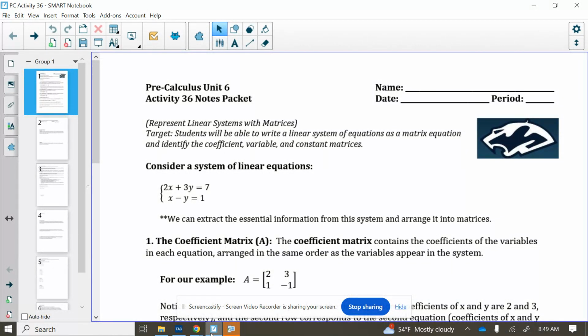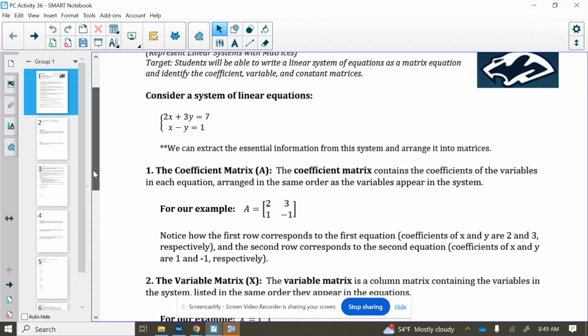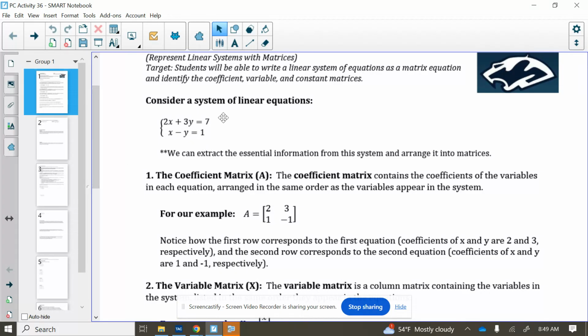Today we are going to start talking about representing our linear systems of equations as matrices. So if you think about a system of equations, like you've been seeing since Algebra 1 time, we can take information from this and arrange it into matrices. So there's three parts to a matrix equation. The first part, A, is the coefficient matrix.